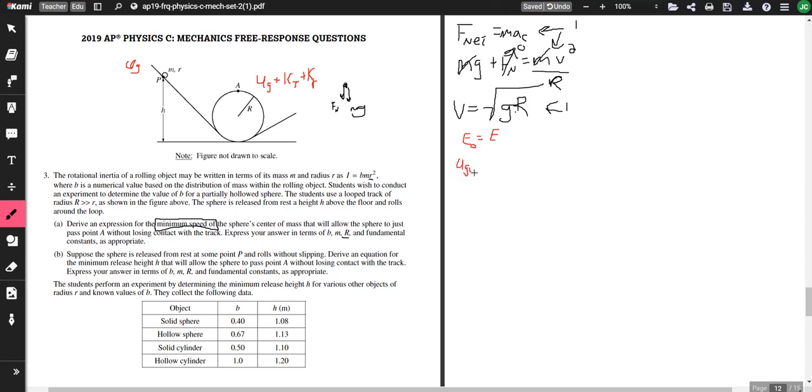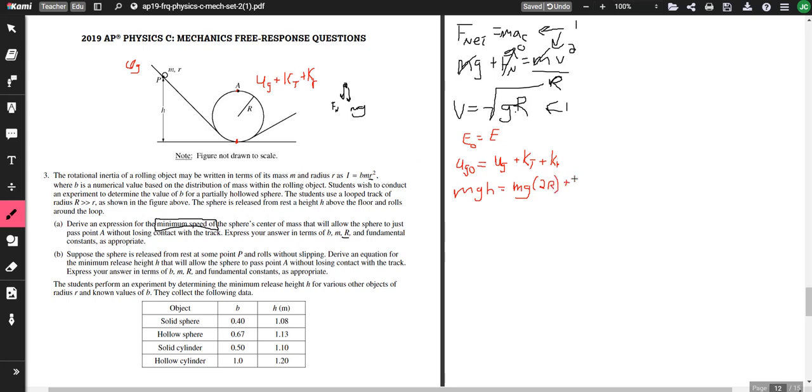So I'm going to call this the initial potential, and this is going to be equal to the final potential plus the translational kinetic plus rotational kinetic. So this is going to be mgh. Now this height, we actually do know what this height is. It's the diameter of the track, so that's going to be 2R, capital R.